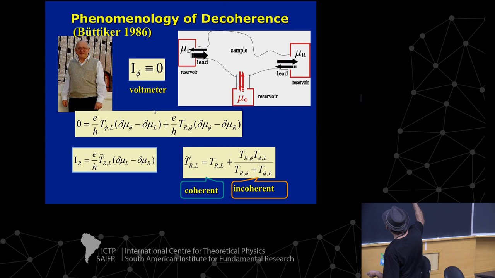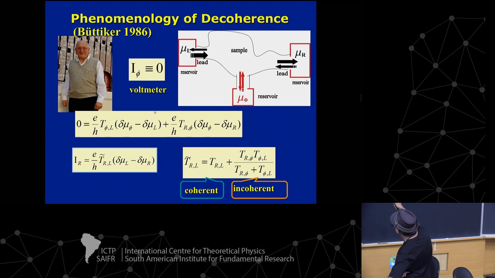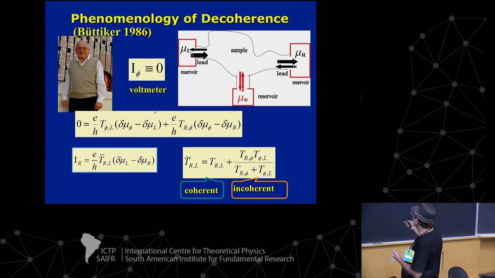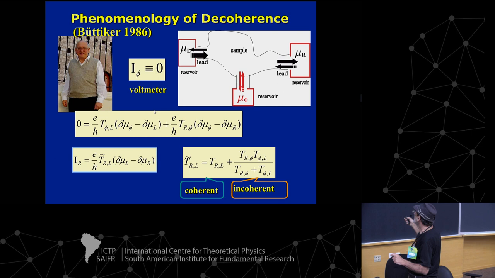So the condition of zero current: you go from the left to the voltmeter, proportional to the chemical potential in the left, from the voltmeter to the left, proportional to the chemical potential in the voltmeter, and the same from the right. And then you have to evaluate the voltmeter condition so the current is zero. When you do that, you have a transmission probability from left to right, which has two components. One is the coherent component, going directly from left to right, surviving the entrance to the voltmeter. And then I go from the left to the voltmeter, and then from the voltmeter to the right, and this is the incoherent term.